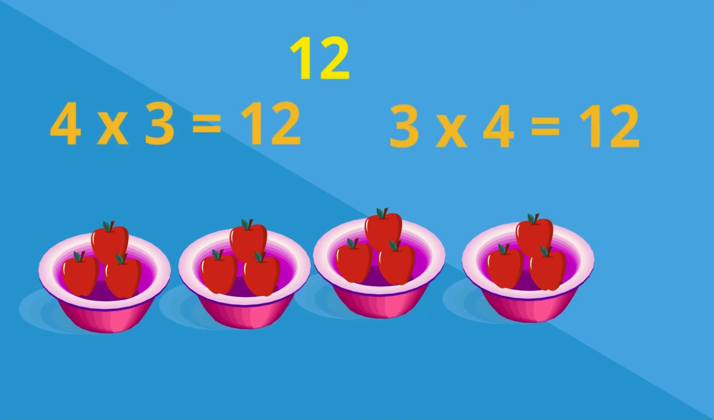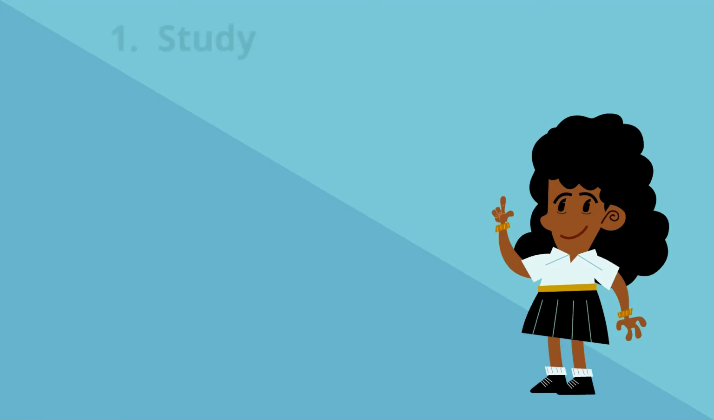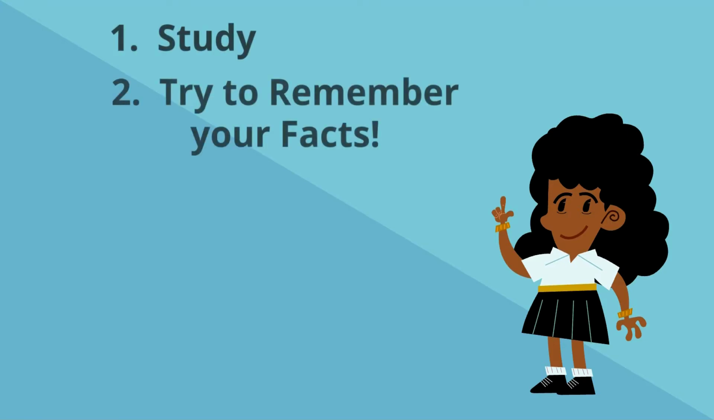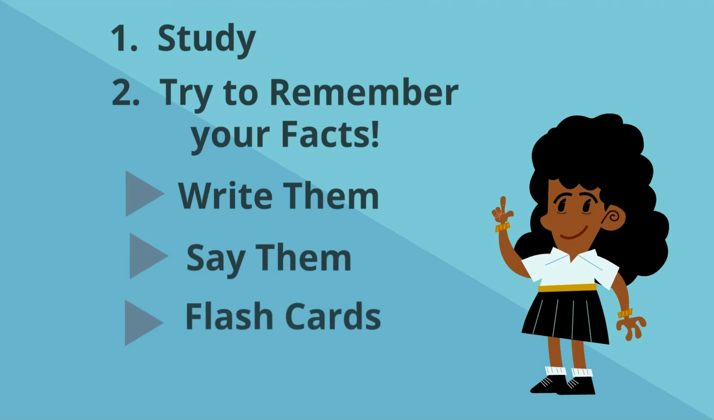Today, you have learned the meaning of multiplication. Don't forget to study your times tables. And remember, the best way to learn your multiplication is to try to remember them by heart. You can write them several times, you could say them several times, you could use flashcards, or a combination. You can even have someone quiz you.